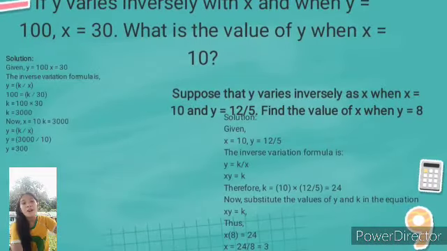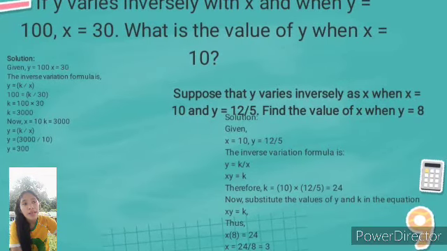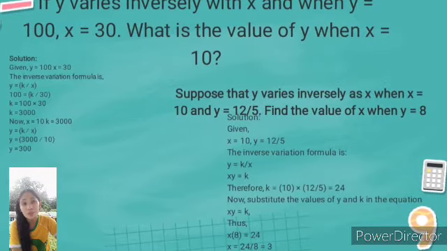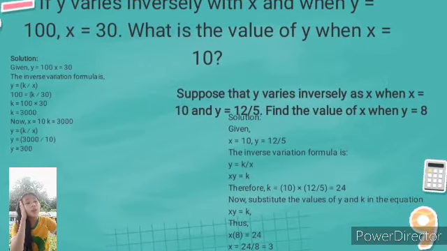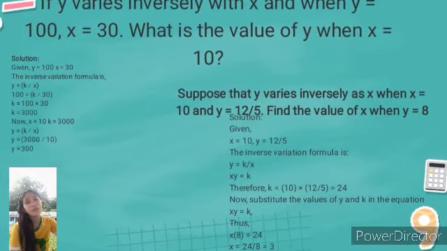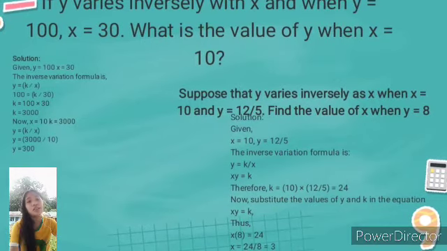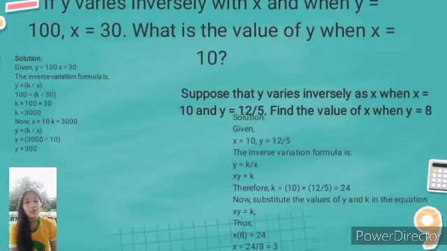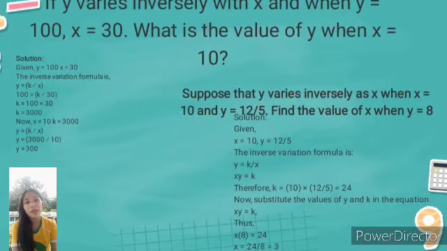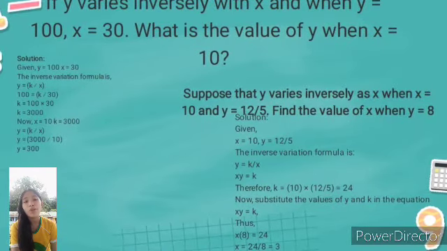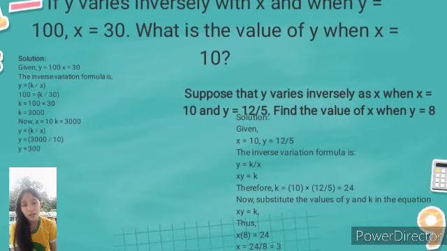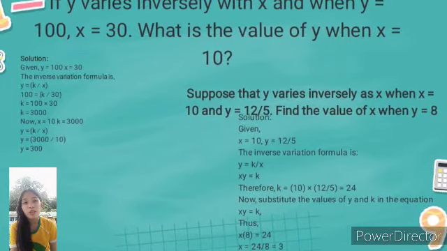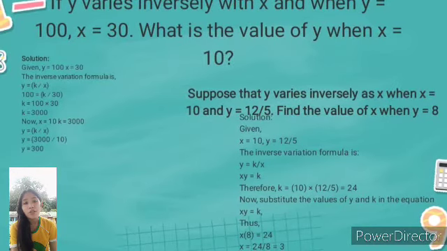Another problem: if y varies inversely with x and when y equals 100, x is equal to 30, what is the value of y when x is 10? So the solution for that is, given that y is equal to 100 and x is equal to 30, the inverse variation formula is y is equal to k over x. 100 equals k over 30. K is equal to 100 times 30. K is equal to 3,000.